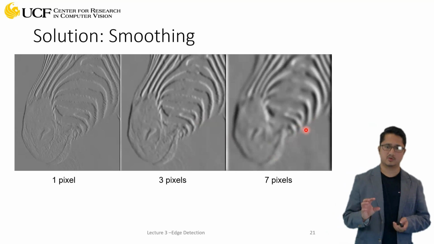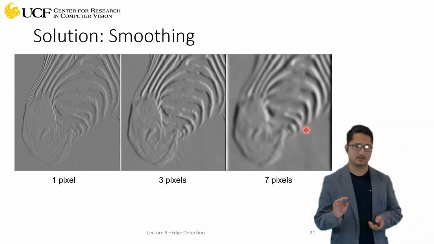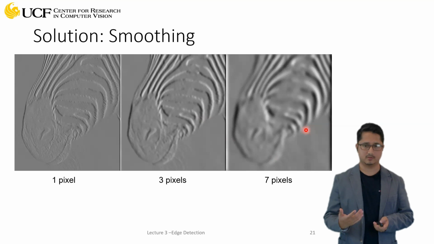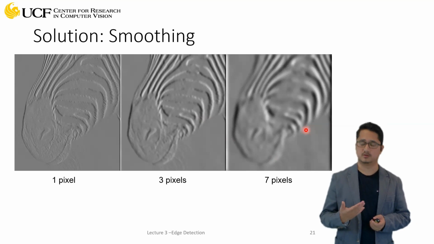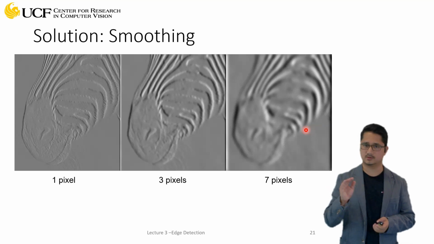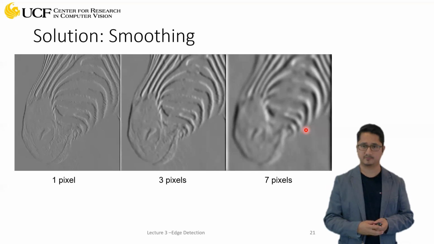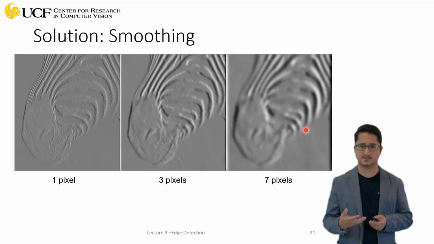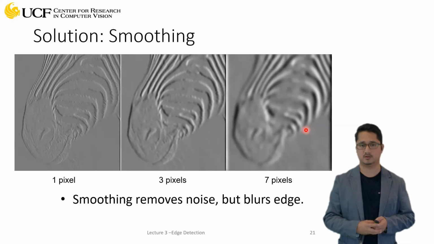Which means that if you do too much smoothing, of course, it will remove the noise, but you're losing some of the edges as well. If you have very soft edges, all those edges might be gone just using smoothing. So if you want to recover those edges, then smoothing might not be a good idea.